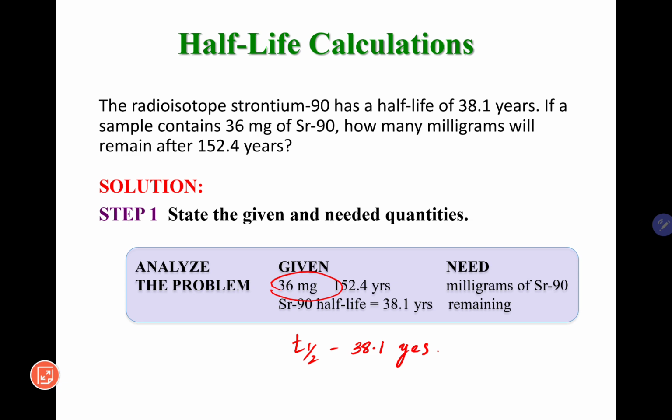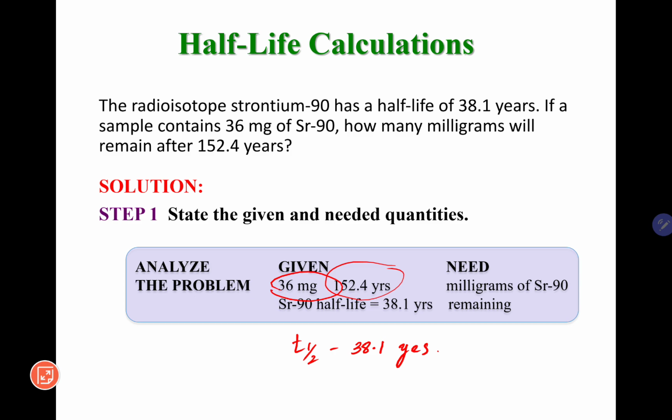And also you need the time span: how much time has passed. Those are the only three things that we need. So basically, how many milligrams will remain after 152.4 years has passed? So we need the half-life, the starting mass, or the starting amount of your radioactive isotope, and of course the time span, which is 152.4.